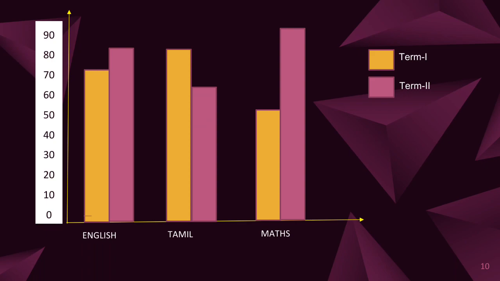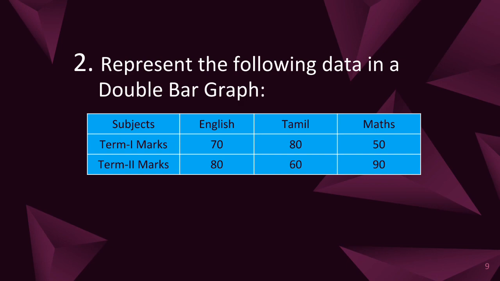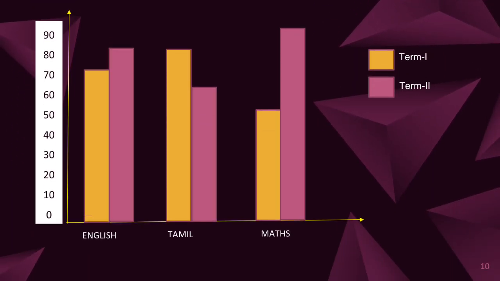Here you have to differentiate your bar which is term 1 and which is the term 2. So, I am giving color here. So, the first 2 bars are English. Next one, you are having Tamil mark is 80 and 60. So, nearly 80, you have to draw 1 bar and then 60 and write Tamil in it.